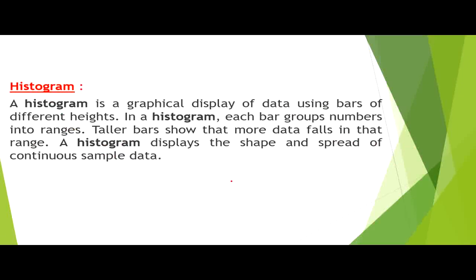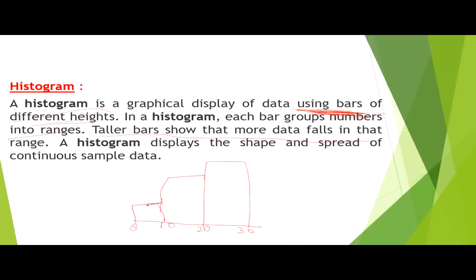Histogram. A histogram is a graphical display of data using bars. Everything is a graphical display of data here, but here we are using bars of different heights. In a histogram, each bar groups the numbers into ranges. The taller bar shows that more data falls in that particular range. For example, if you get 0 to 10, 10 to 20, 20 to 30, and you draw a bar chart, this is a histogram like this.